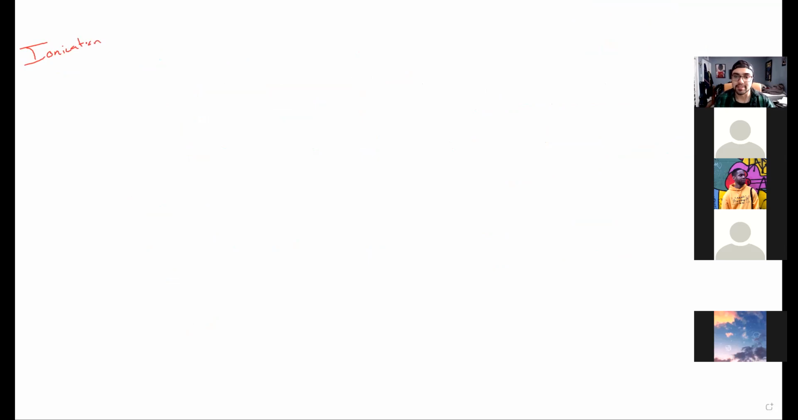So for ionization, what is ionization energy? What's the definition? Ability to remove an electron. Yeah, energy needed to remove an electron. There you go. So the energy needed to remove an electron.